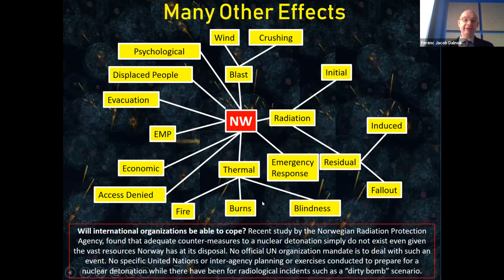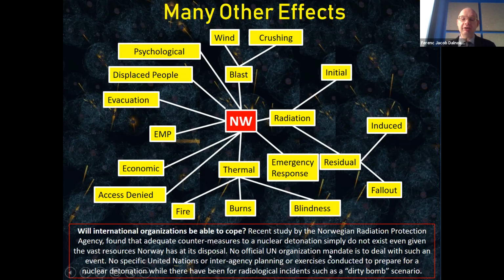There's many other effects than we talked about. We talked about blast wave, talked about radiation, all kinds of other things. But there's also the emergency response is not going to be necessarily very good. There was a recent study by the Norwegian Radiation Protection Agency that found that adequate countermeasures to a nuclear detonation simply don't exist, even given the vast resources Norway has.